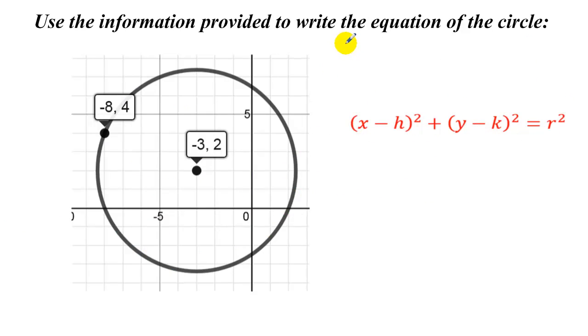In this example, we're going to do the same thing. We're going to have to figure out our center. This time they told it to us, negative 3, 2. That's pretty nice. The radius, though, they've left up to us. So let's figure out what the radius equals.